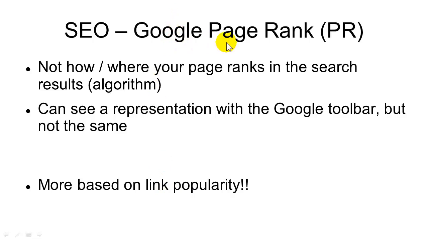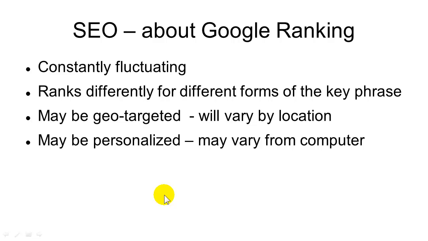Google uses what is called a page rank to determine where you rank on the search result page. It's some kind of algorithm, and it is highly based on link popularity, although it does change periodically. Another thing about Google ranking, it's constantly fluctuating. It might rank differently for different forms of key phrases. It might be geographically targeted. And here again, it might be personalized.